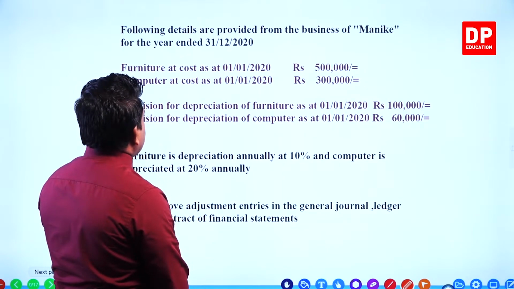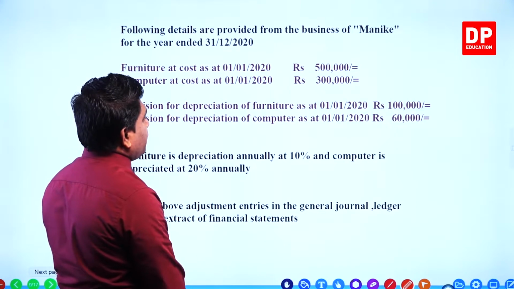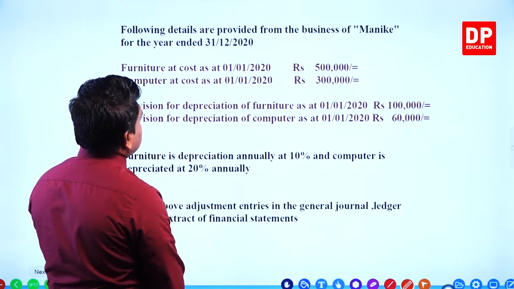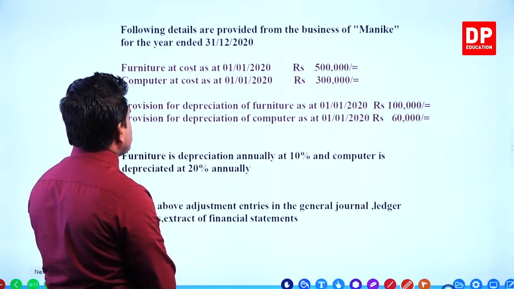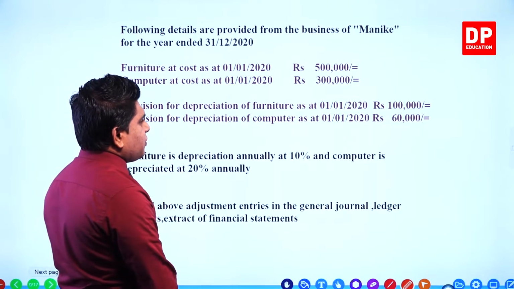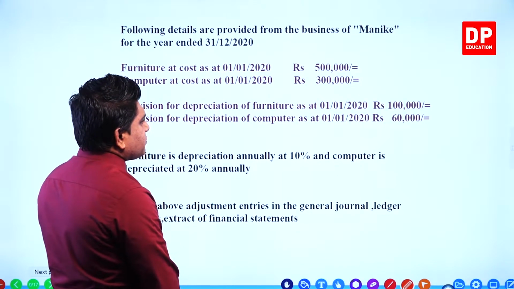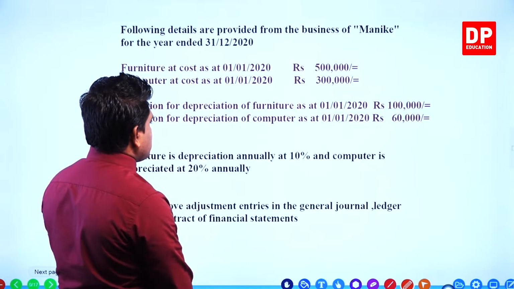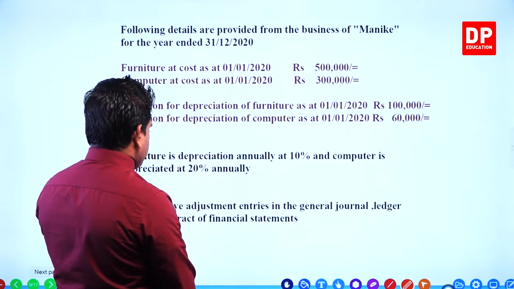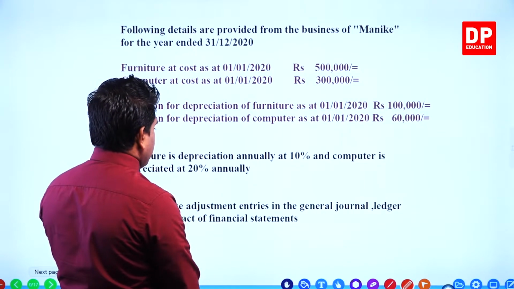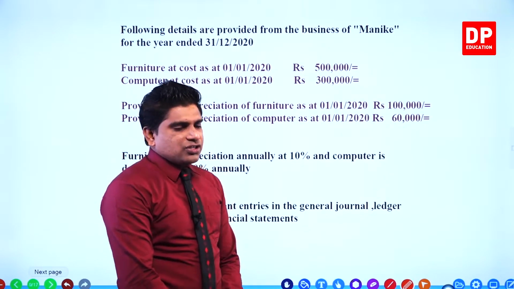Furniture at cost as at 1st of January 2020 is 500,000. Computer at cost as at 1st of January 2020 is 300,000. Provision for depreciation of furniture on 1st of January 2020 is 100,000, and the computer 60,000. Furniture depreciation annually 10%, computer 20%. Okay. They expect the general journal, ledger accounts and extract of financial statements.